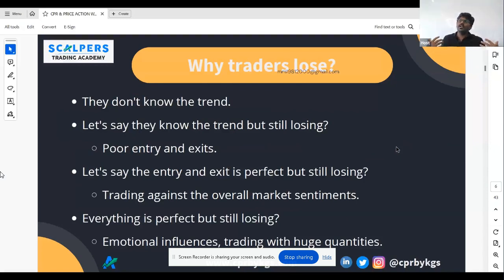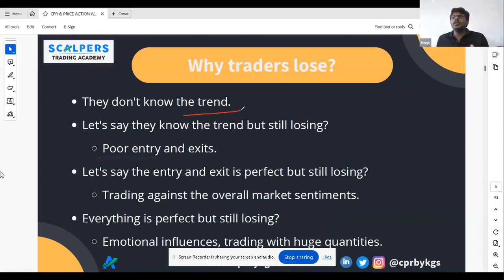There are a lot of reasons. They are not learning properly. They are not attending workshops. They are taking huge position sizes. There are a lot of general reasons. But technically, why is a trader losing money? The first technical reason is that a trader doesn't know the trend. Now let's assume you know the trend is bullish, then you will buy a call option. Now let's say you know the trend is bearish, then you will buy a put option.